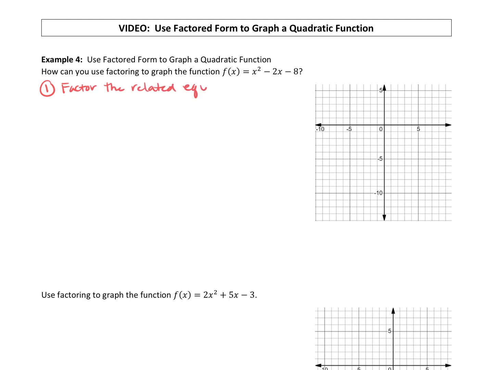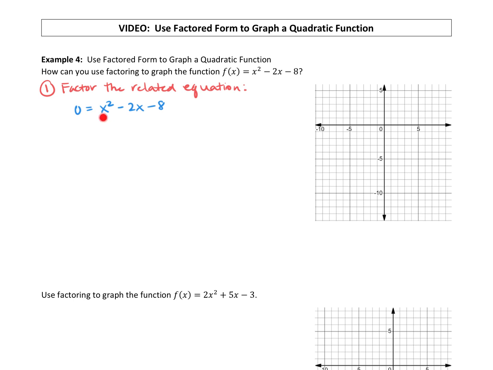The reason why we say related equation is because right now it's a function, f of x equals this. What the related equation is, if we replace the f of x with 0 equals x squared minus 2x minus 8, and now we have a related quadratic equation that we can solve. So we're going to factor this.